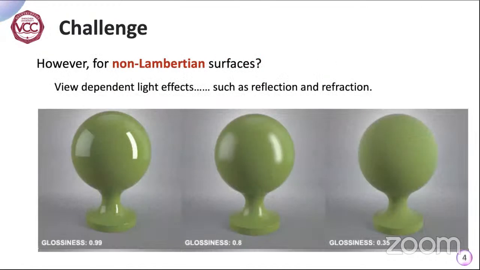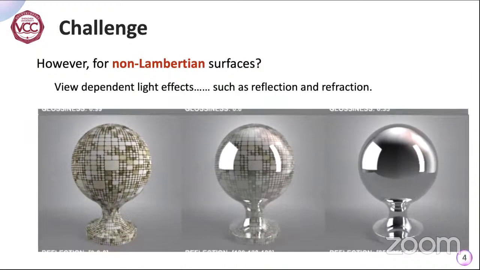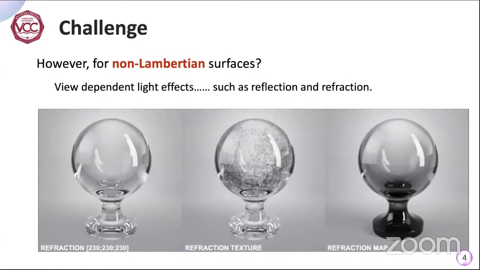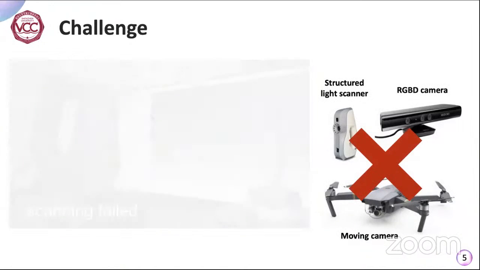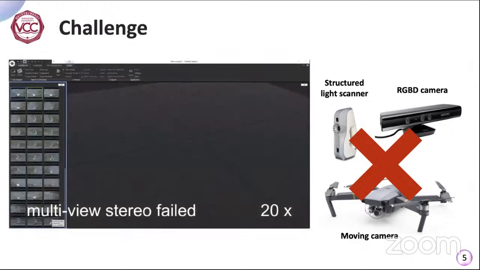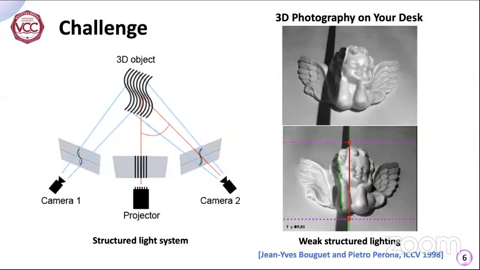Nonetheless, this is no longer true for non-Lambertian surfaces. Large classes of non-Lambertian surface phenomena, such as reflection and refraction, pose huge difficulties for these traditional acquisition techniques. For example, both conventional laser scanners and multi-view stereo-based methods would all fail on capturing this kind of transparent object. So why? I want to give a more intuitive explanation here.